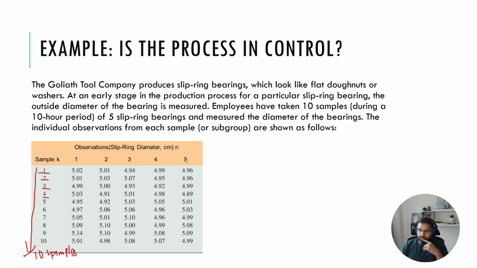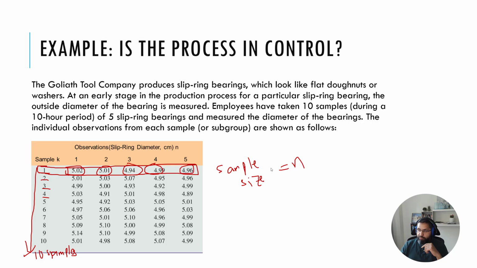And the other thing we need to know is the sample size. Sample size is the number of observations within each sample. So how many data points do I have within each sample? Well, each sample is a row. So if I look at my first row, how many observations do I have in this row? 1, 2, 3, 4, 5. So my sample size n equals 5, and my number of samples is 10.